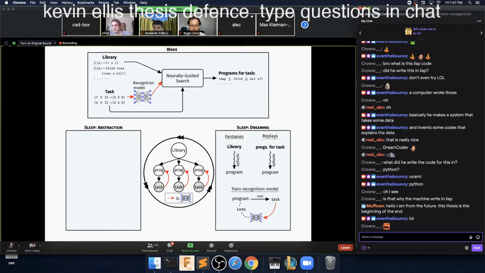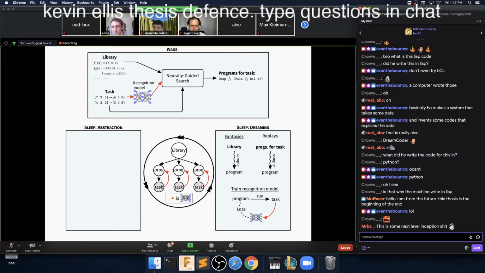During the dream phase of sleep, we train the neural network to predict a distribution over programs, and it's trained on two sources of data. One source is just, we can take programs that we found during waking and train on those programs. But a more interesting source is programs that we fantasize, or sample from the learned library. So we can generate an endless stream of data by generating random programs, running them to see what they do, and then calling that a sort of hallucinated task to solve.